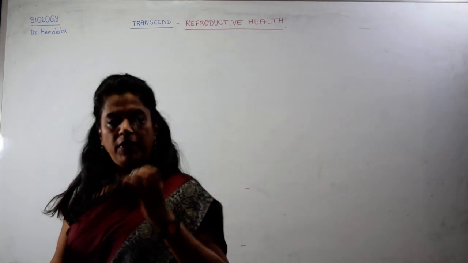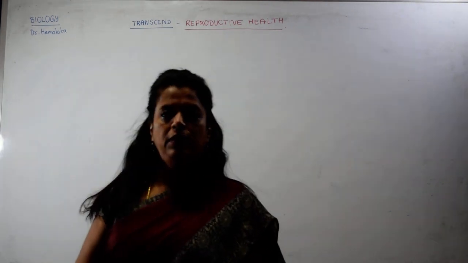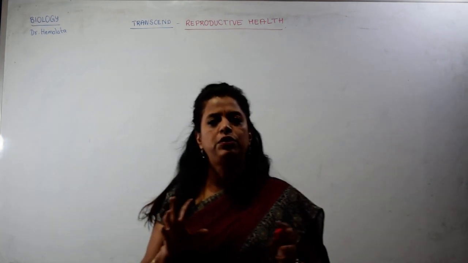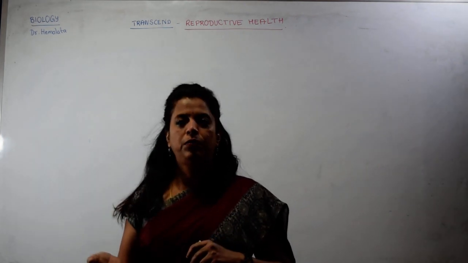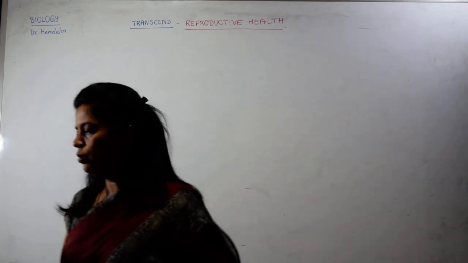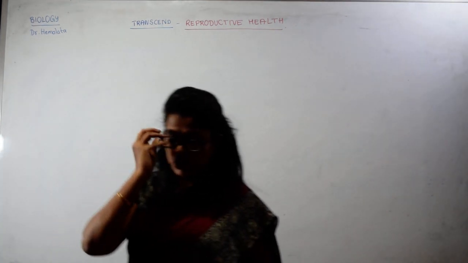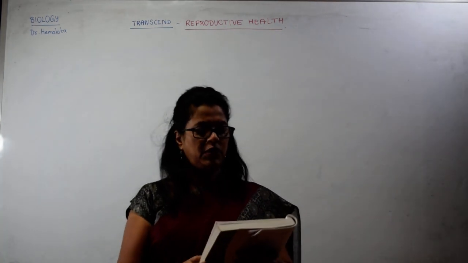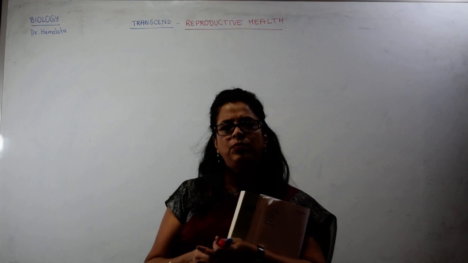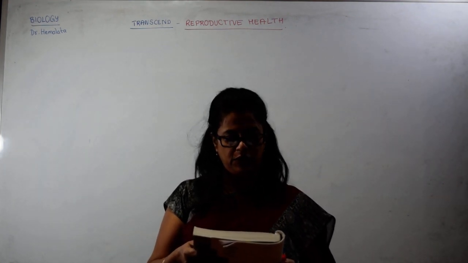Okay, students, we are continuing with the next part. That's about reproductive health. I have almost finished all the questions from the human reproductive system. Now we will talk about reproductive health, and you have the book with you, TRANSCEND. Let's go through all the questions. Because reproductive health requires some more knowledge from you, I will give you some extra things in this chapter.